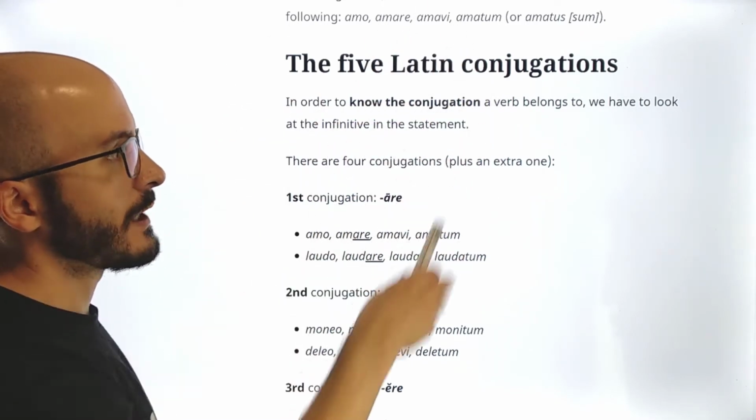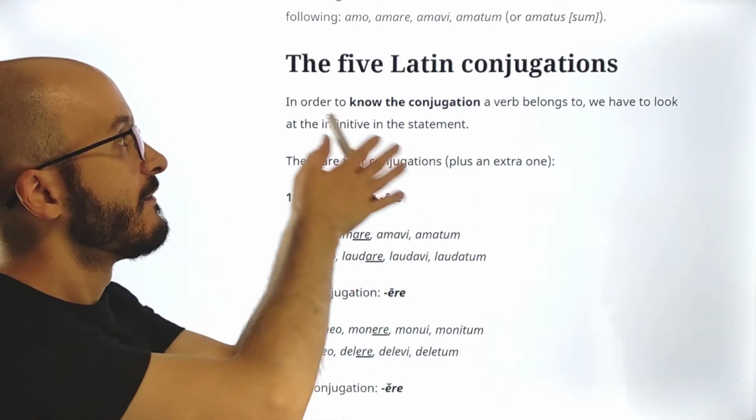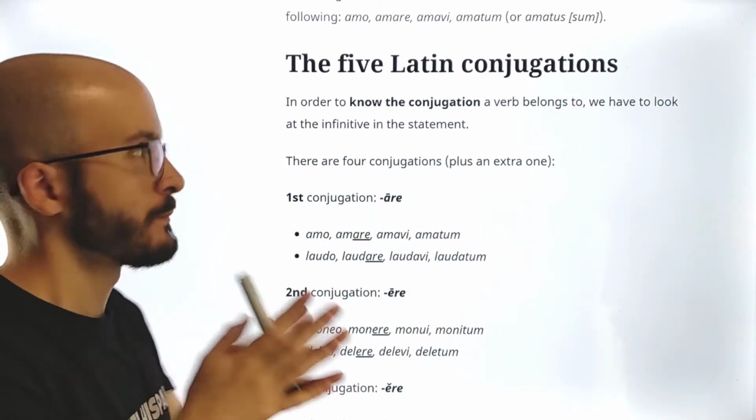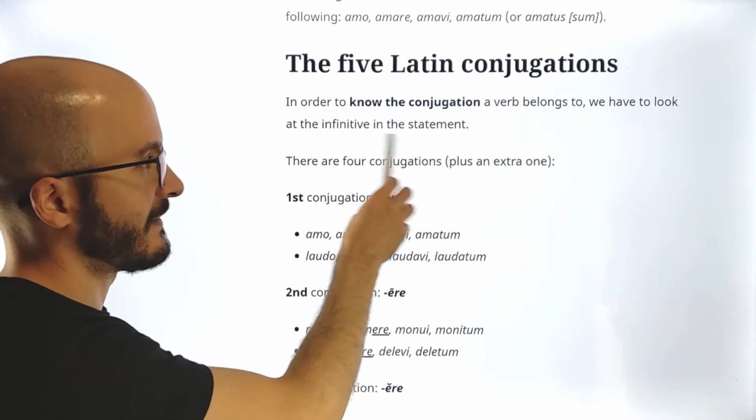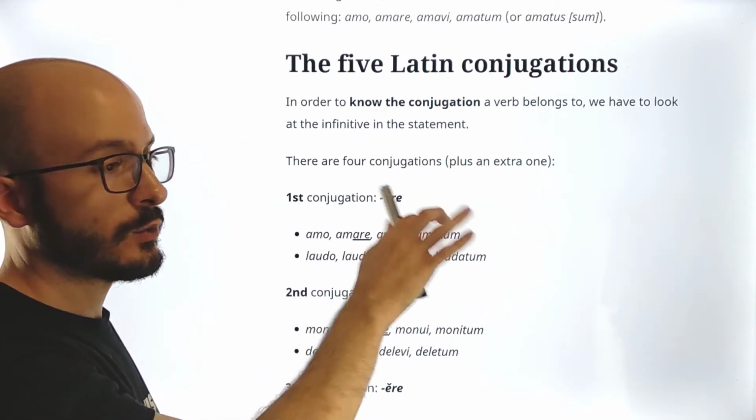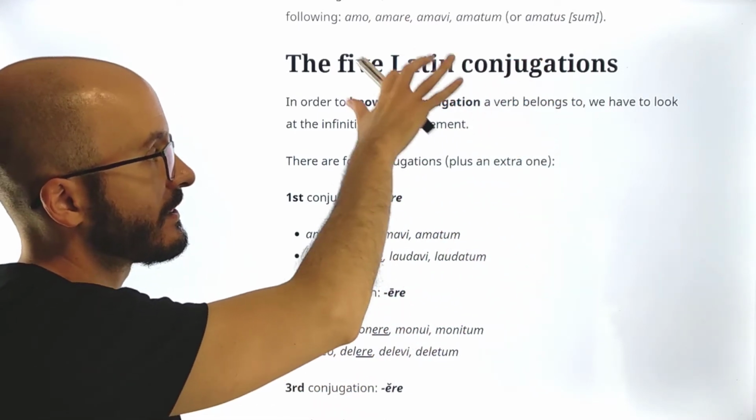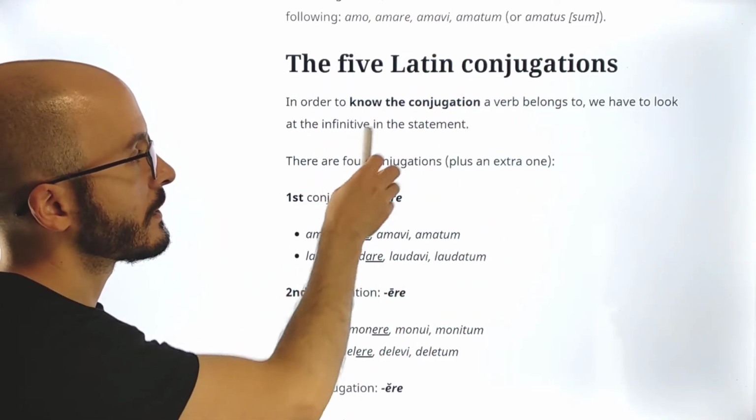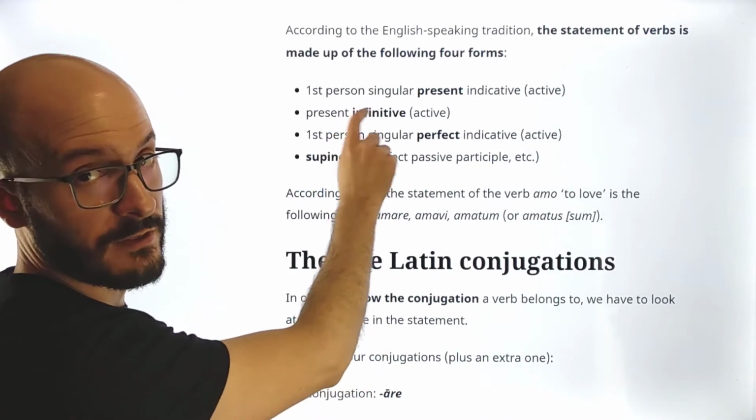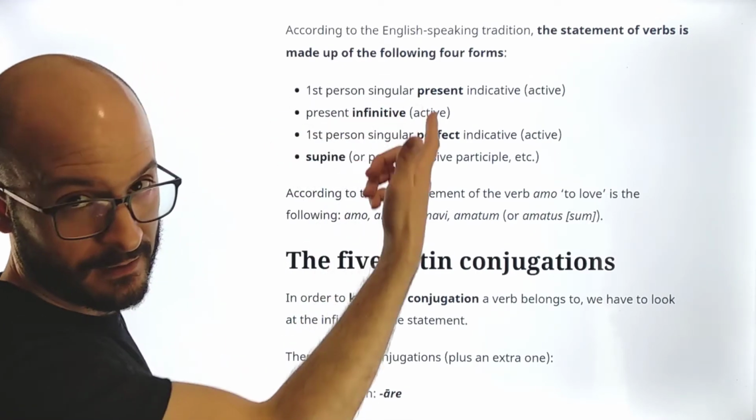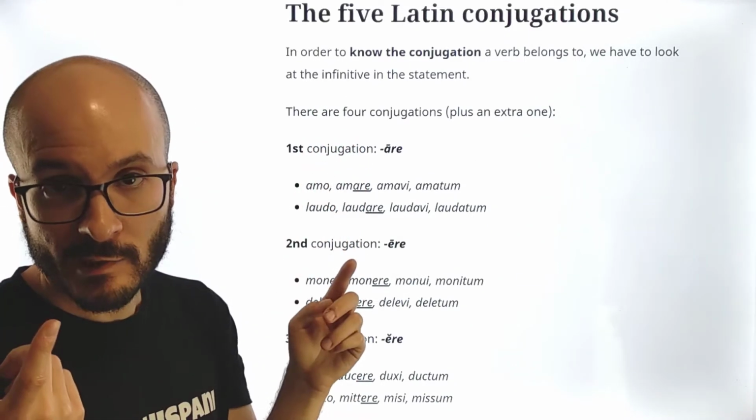The 5 Latin conjugations. Just the same way that we have 5 noun declensions, we have 5 verb conjugations. In order to know the conjugation a verb belongs to, we have to look at the infinitive in the statement. Remember, in the nouns, we were checking the genitive to know the declension. In the verbs, in the statement, we look at the infinitive, which is the second form of the statement. And it is, again, the second form which tells us the conjugation of the verb.